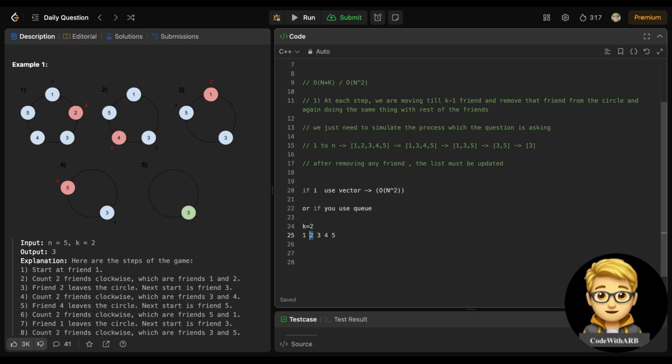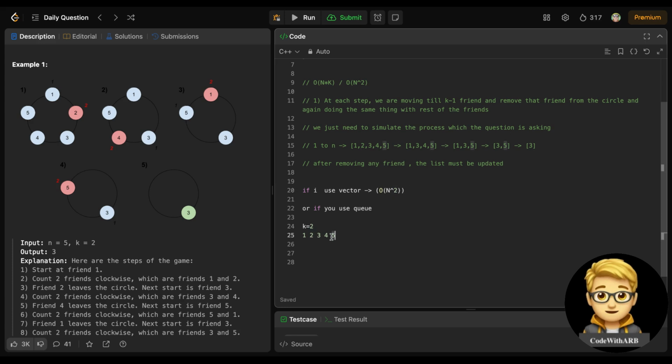So if I can do it like this, I don't need to iterate in whole of n to update the list. I will just iterate till O of k. So can we do that?